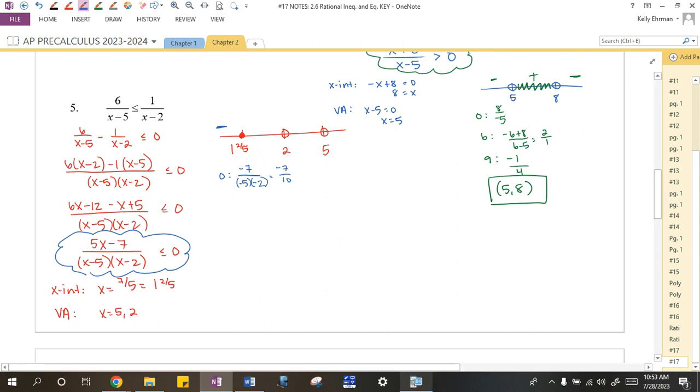Now we need something between 1 and 2/5 and 2. Now remember, 1.5 is slightly bigger than 1 and 2/5. 1 and 2/5 is like 1 and 4/10, so 1.4 compared to 1.5. Okay, so I'm going to plug in 1.5 or maybe 3/2. Actually, no, I do want to leave it as 1.5 because I want to point something out. So this is going to be 5 times 1.5, or okay, maybe here, 3/2, minus 7.